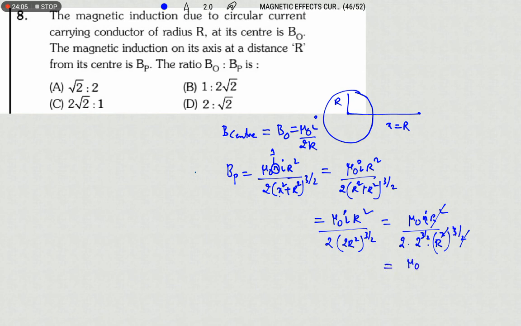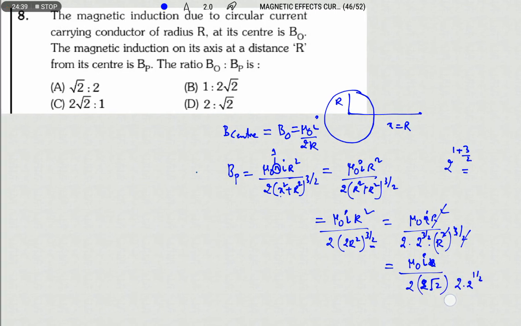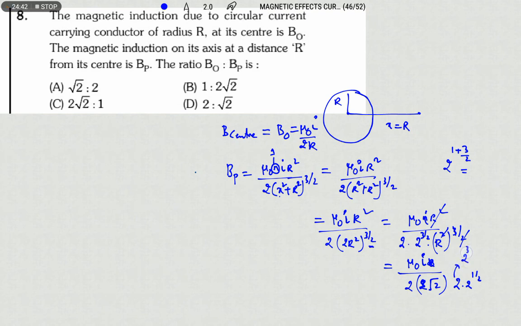Therefore mu naught I R by, so mu naught I denominator R, so 2 to the power of 1 plus 3 by 2. So we can keep it like this only. This we can write as 2 root 2, because 2 into 2 to the power of 1 by 2, I am going to get 2 to the power of 3 by 2. That's why I am writing this quantity as 2 root 2.